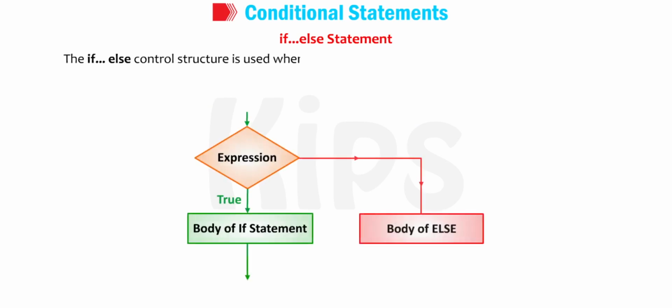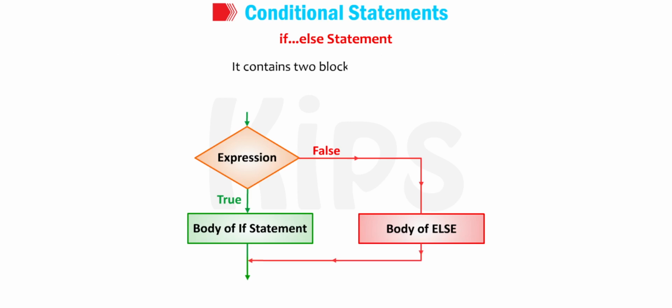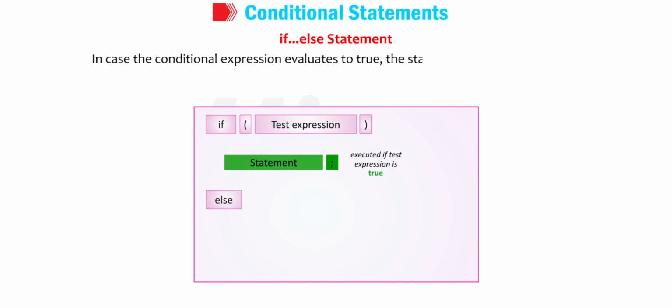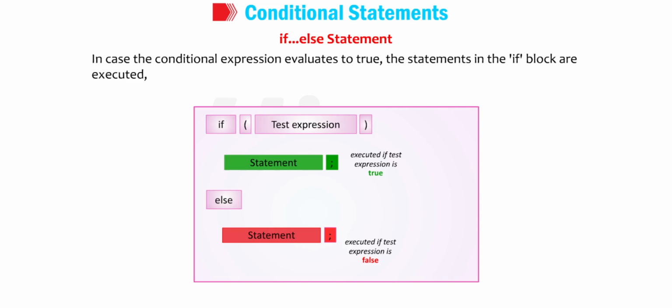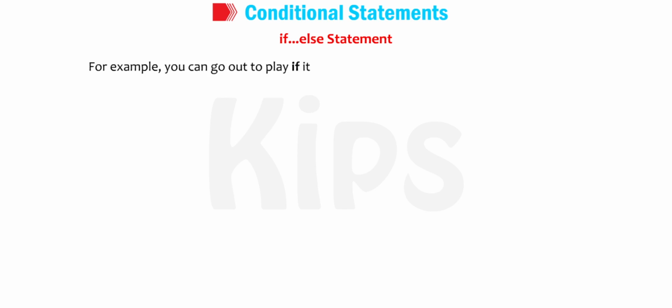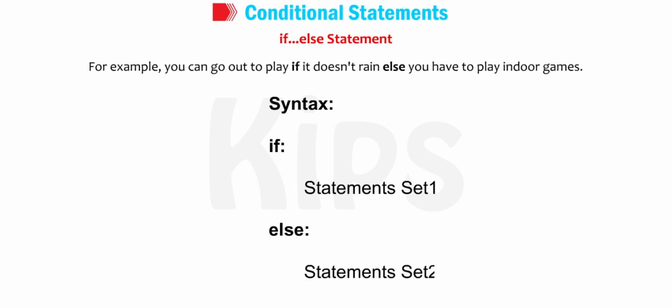The if-else statement. The if-else control structure is used when either of the two different actions is to be performed depending upon the result of the conditional expression. It contains two blocks of statements. If the conditional expression evaluates to true, the statements in the if block get executed. And if the result is false, then the statements in the else block get executed. For example, you can go out to play if it doesn't rain, else you have to play indoor games. Syntax: if, statements set 1, else, statements set 2.